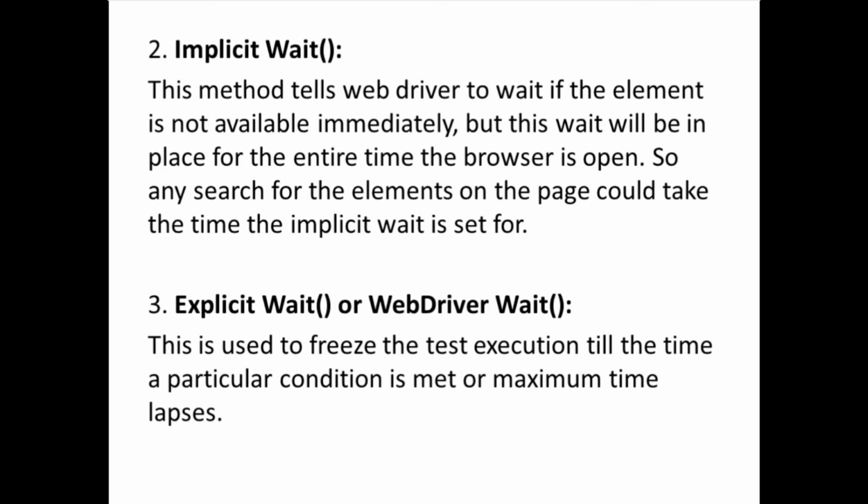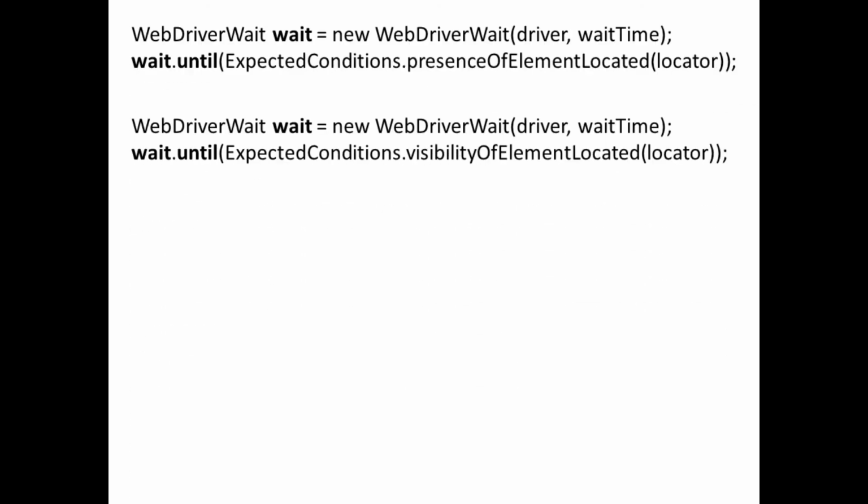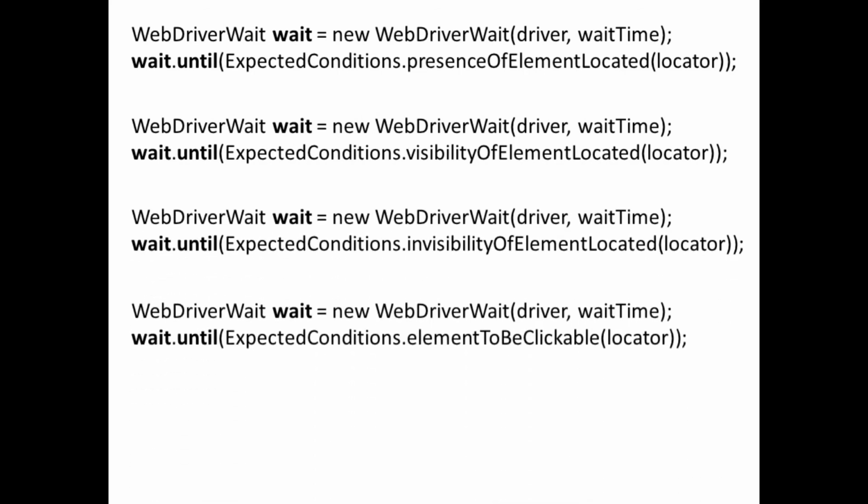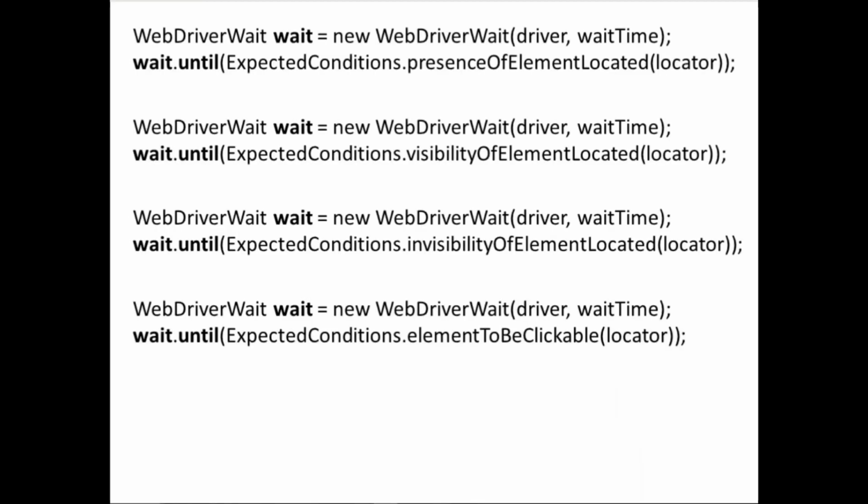Third one is explicit wait, or we can say WebDriver wait. This wait is exactly the wait which is desired for handling AJAX. This is used to freeze the test execution until a particular condition is met, or the maximum time elapses. In explicit wait, we have various kinds of conditions like presence of element located, visibility of element located, invisibility of element located, element to be clickable. So these are all conditions on the basis of which we can wait, right? So this is the wait, WebDriver wait, we can use to handle AJAX calls.